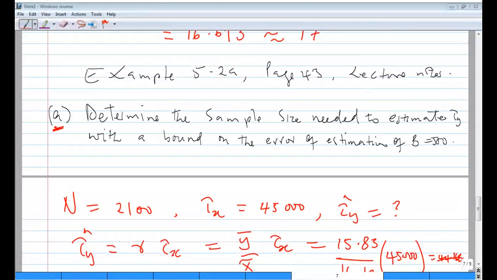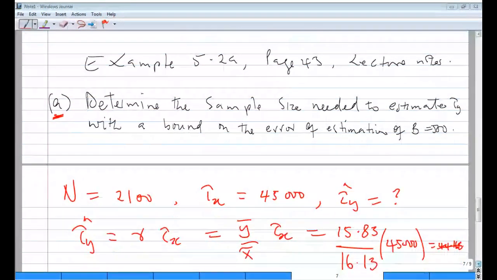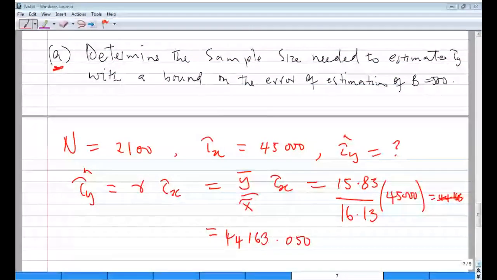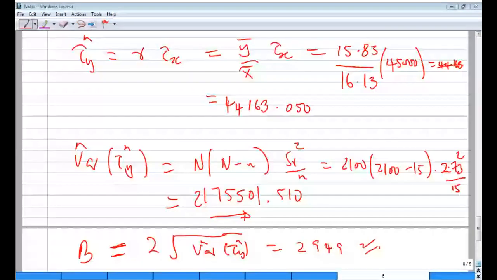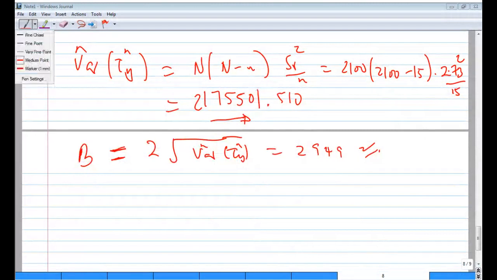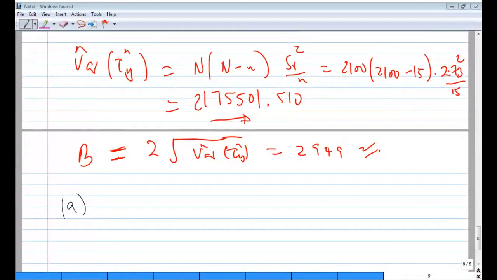Determine the sample size needed to estimate the population total. Let's answer number A. The rest we were just including; they were not there at all. So let's answer number A.